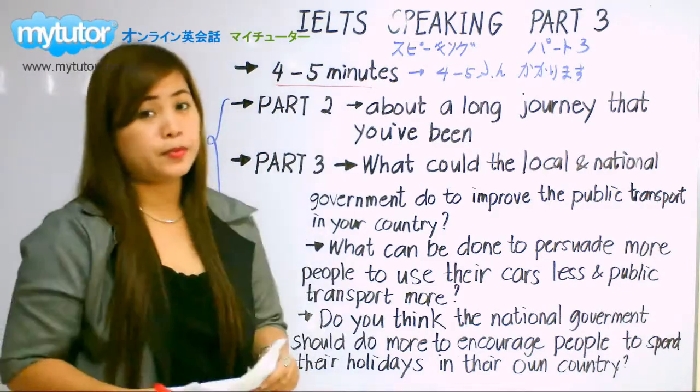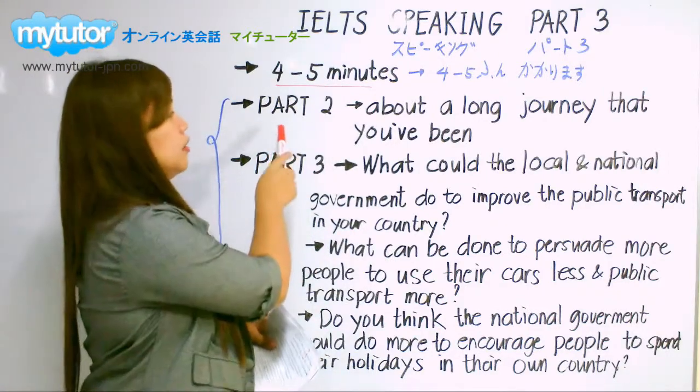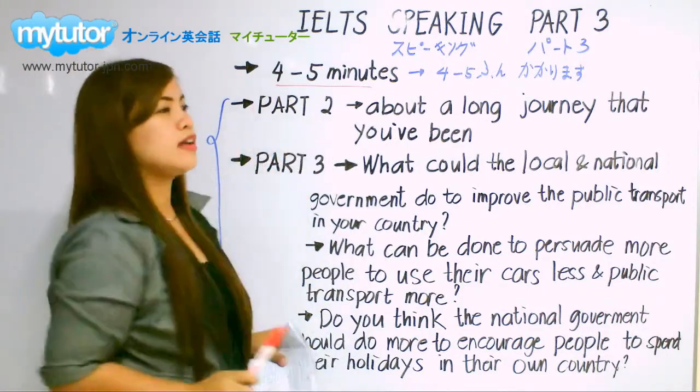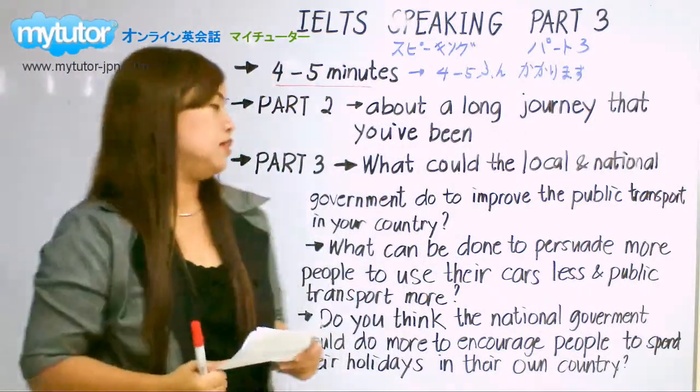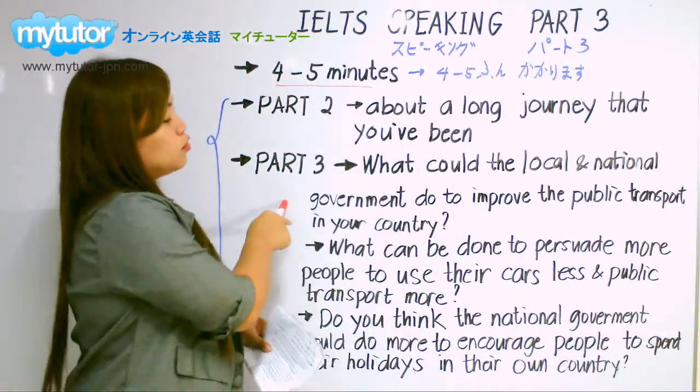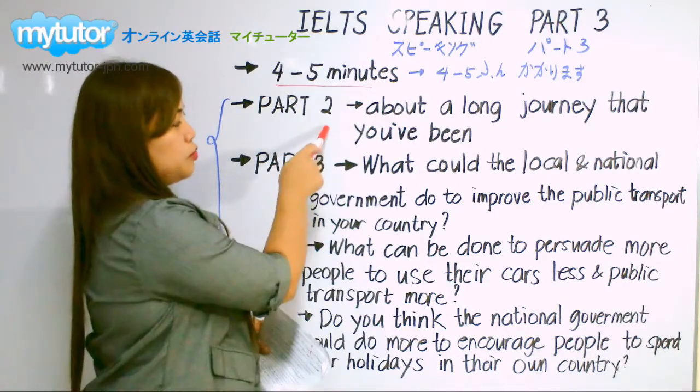So, さて、何の質問の種類がありますか? What are the usual questions that are being asked in part 3? I will give you an example. Okay, as you can see here, for part 2, usually they ask you, for example, about a long journey that you have been on. So in part 3, here are the usual questions, which are connected to part 2.